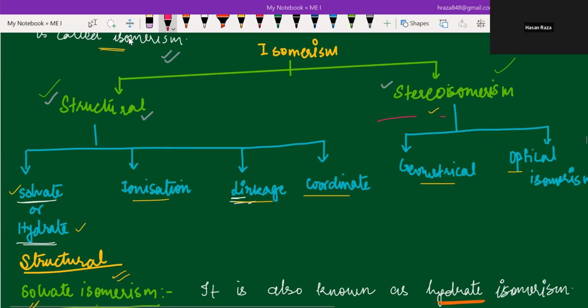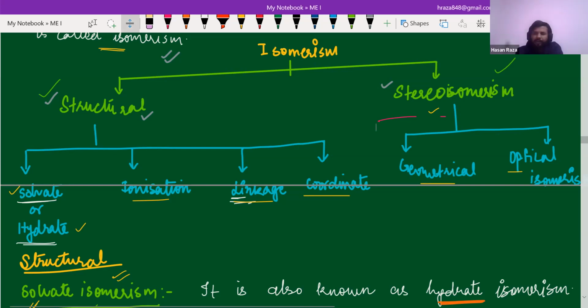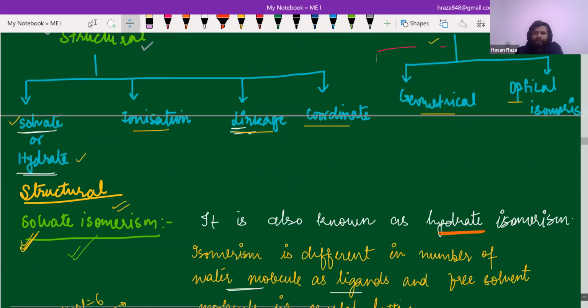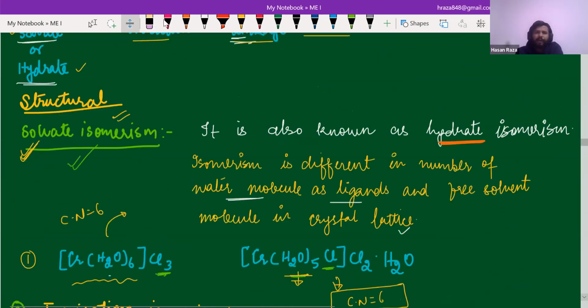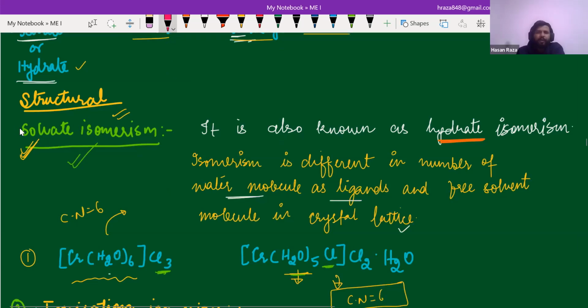Now see, what is this? Basically, solvent isomerism, ionization isomerism, linkage isomerism, they are very easy. So as you can see, in solvent isomerism there will be exchange of solvent, which is also known as hydrate isomerism. There will be exchange of H2O and Cl.